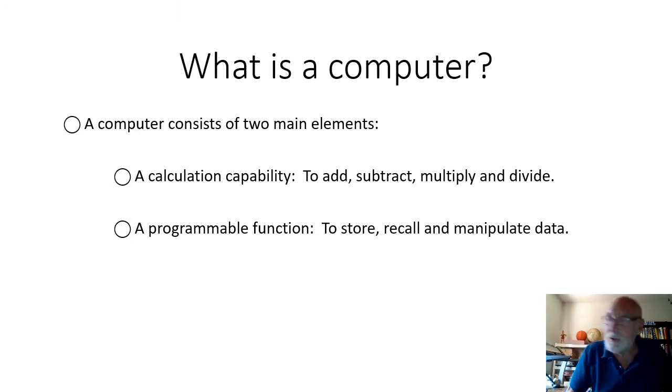So, what is a computer? Well, a computer consists of two main elements. It has to be able to calculate, and it has to have a programmable function so that you can repeat the calculations or you can put in steps on what it's calculating and when.